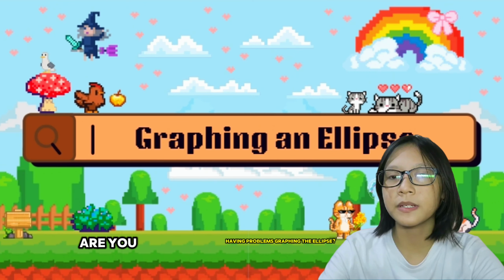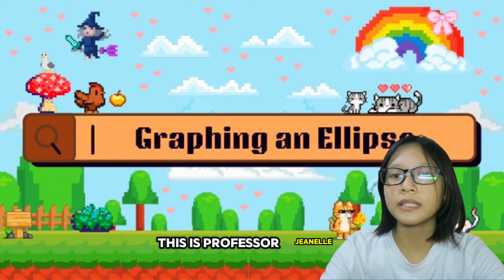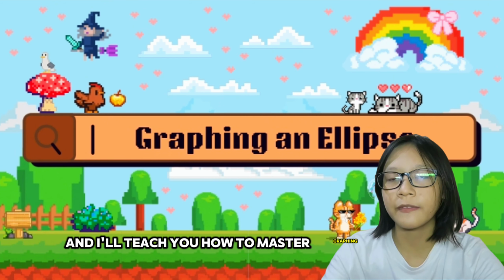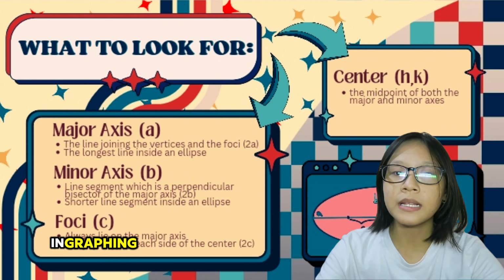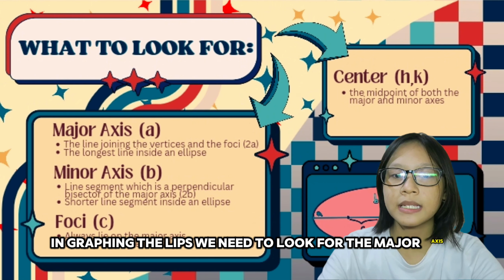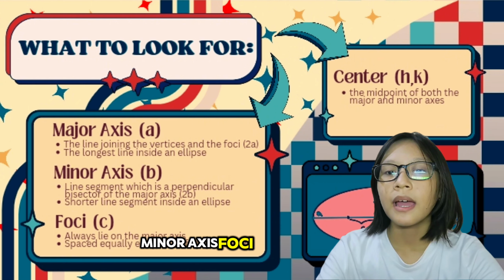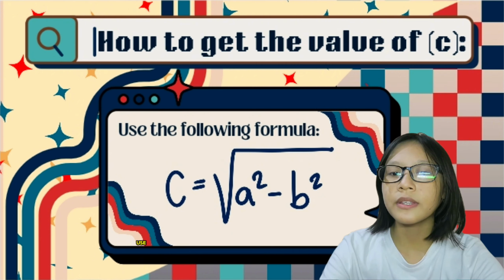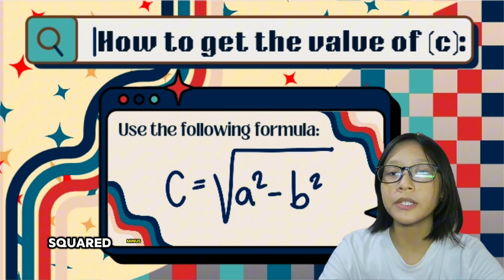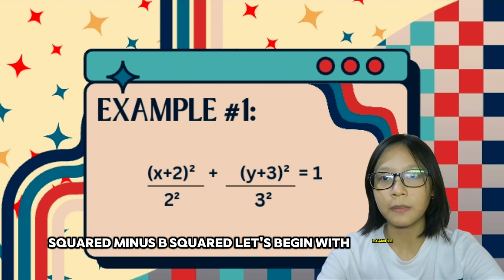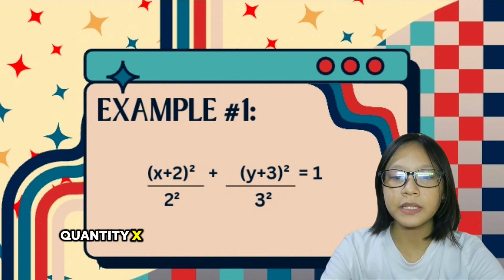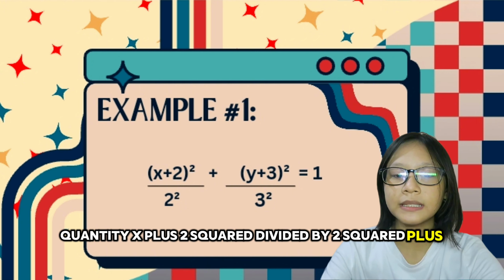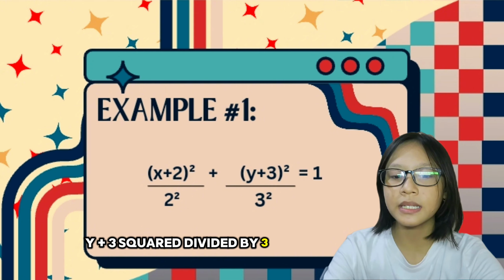Are you having problems graphing the ellipse? This is Professor Junel and I'll teach you how to master graphing the ellipse. In graphing the ellipse, we need to look for the major axis, minor axis, foci, and the center. In getting the value of foci, use the formula square root of a squared minus b squared. Let's begin with example number 1.